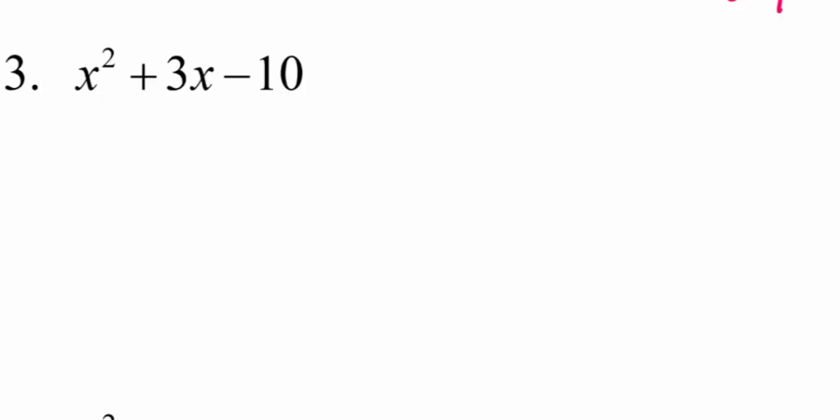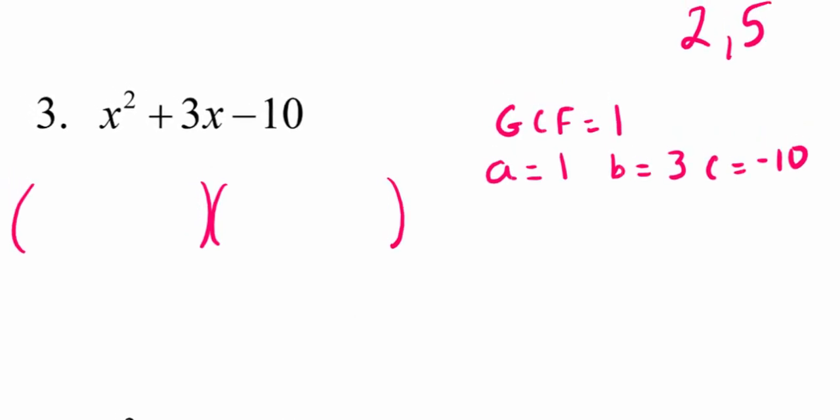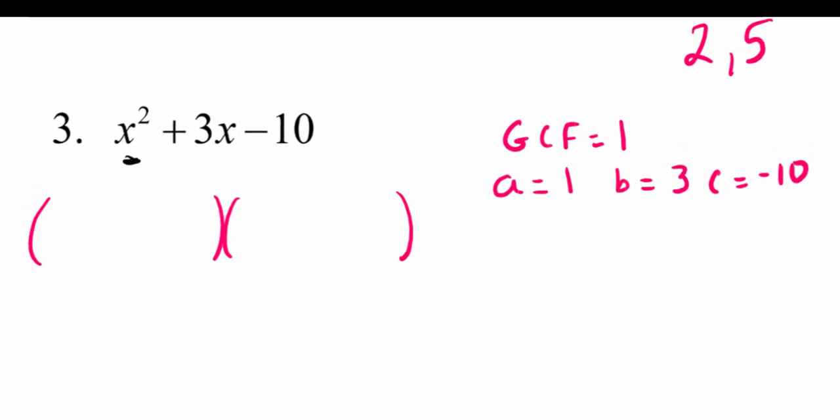In number 3, once again, we look at all 3 terms for a GCF, which is 1. Trinomial: we have a quadratic again, 3 terms. A is 1, B is 3, C is negative 10. So we're going to open up those 2 sets of parentheses here. And because our first term is x squared, we know that x and x go here.